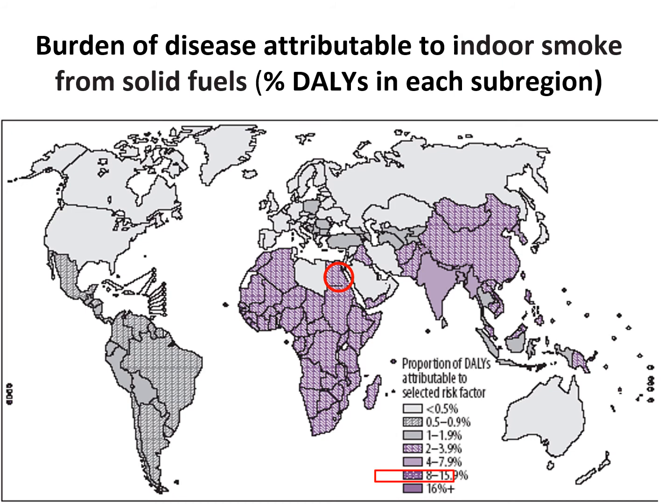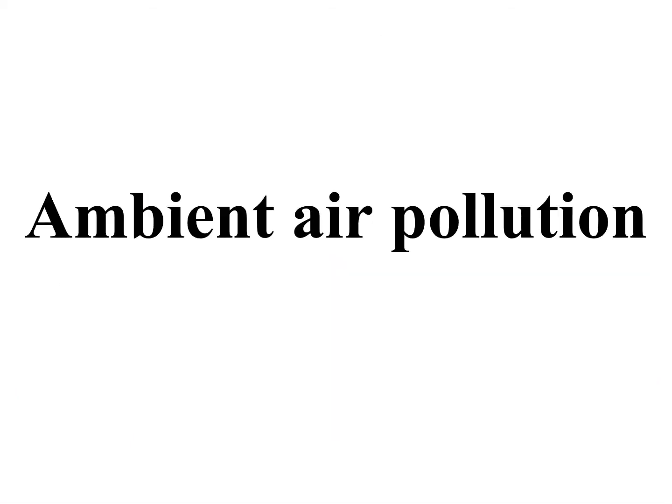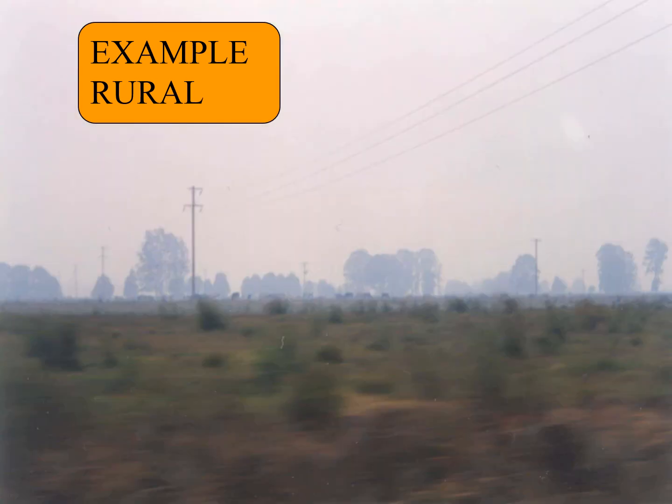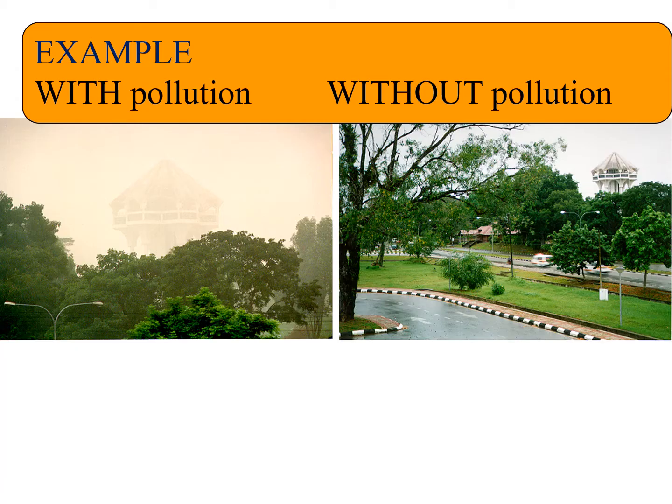Burden of diseases attributable to indoor smoke from solid fuels, DALYs in each sub-region, as you see where Egypt is. It is a risky situation. Ambient air pollution. This is an example of urban air pollution. This is an example of rural air pollution. This is an example of places with pollution and without pollution, the same place.